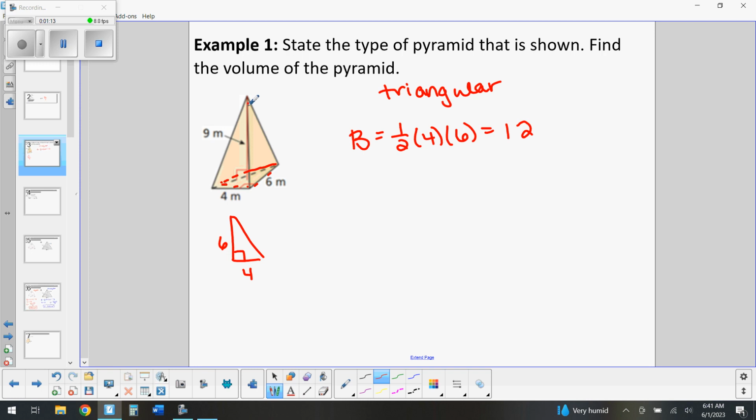The height, or the distance from the top to the base, is 9. So my volume, if I take 12 times 9 and put it over 3, I end up with 36 cubic meters.